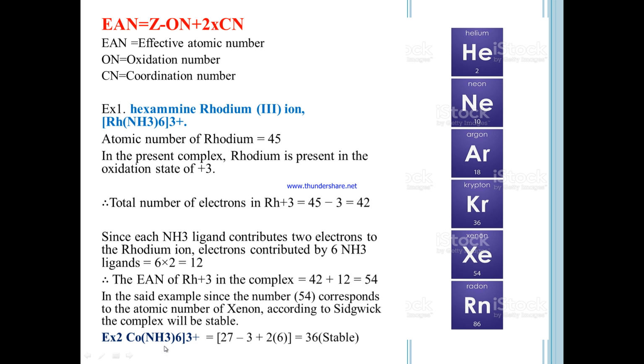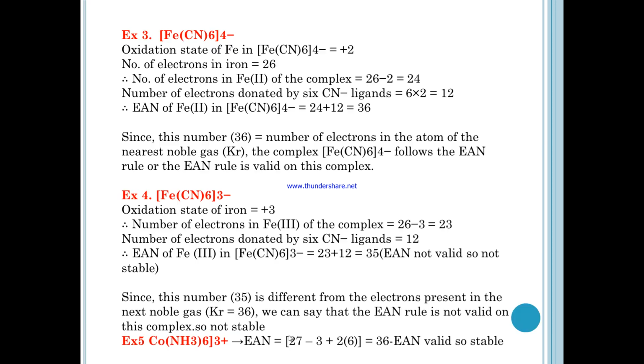Now if you take this complex and calculate, the atomic number is 27 for cobalt, the oxidation state is 3, plus 2 into ligands, and that is equal to 36. So 36 is equal to the atomic number of krypton. You can observe here the krypton 36. So this complex is also stable.